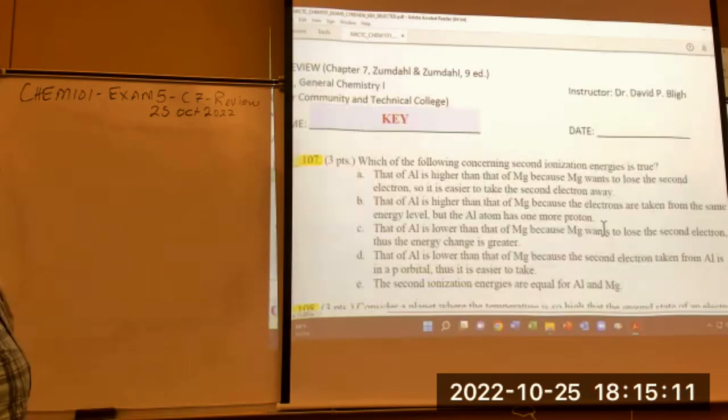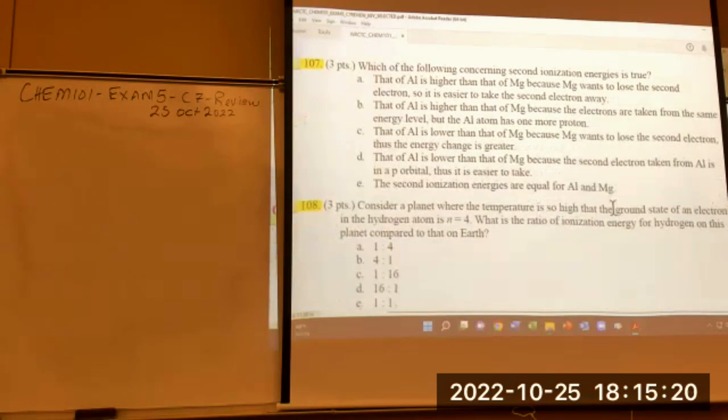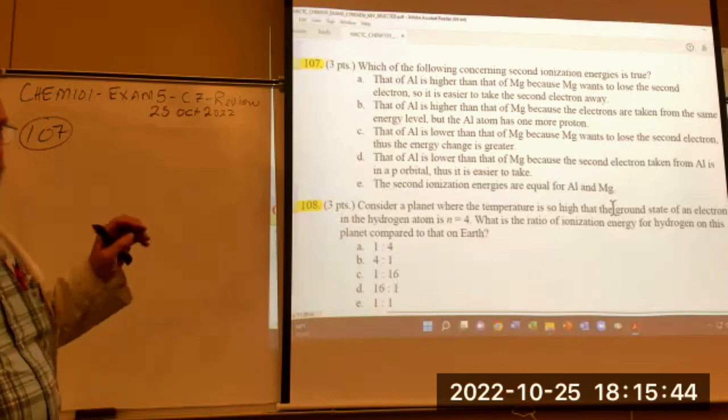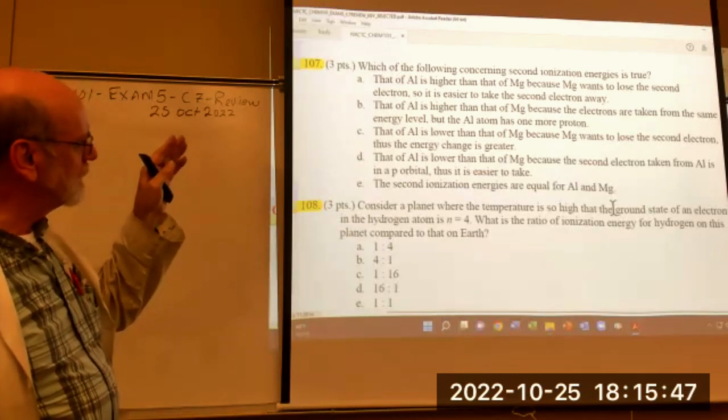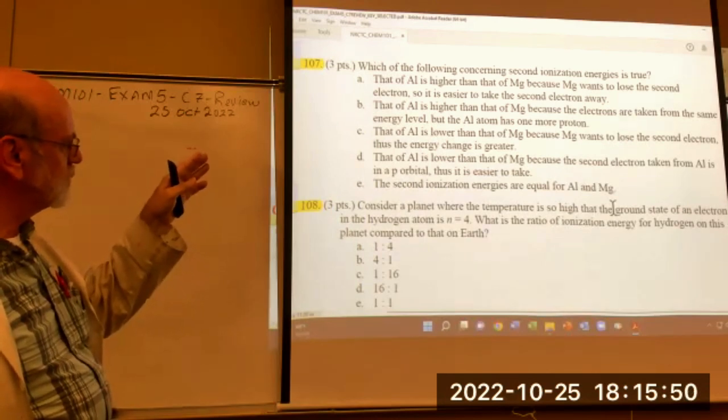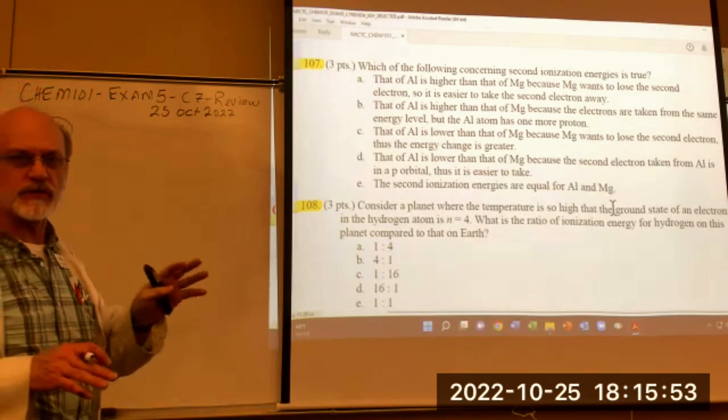All right, let's see. My goodness, we're still rolling. Yeah, we can get these two. 107. Which of the following concerning second ionization energies is true? Well, let's look at the questions. They're looking at aluminum and magnesium. Okay, so we need to know something about those two.